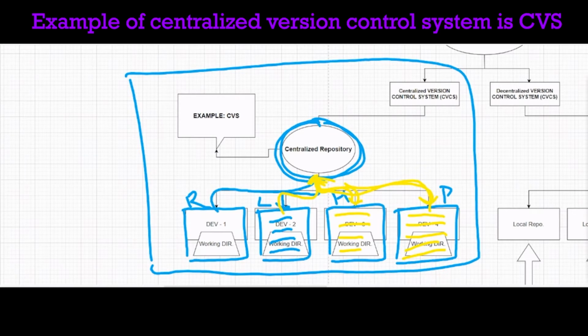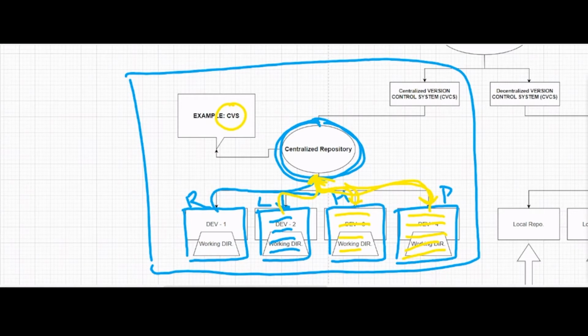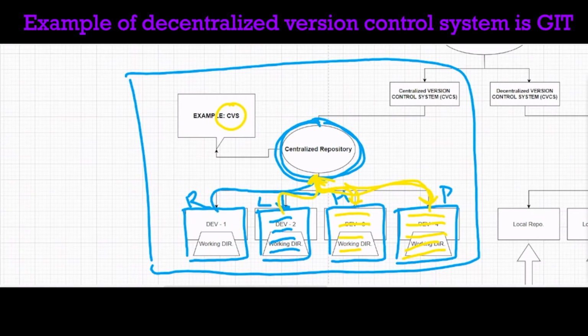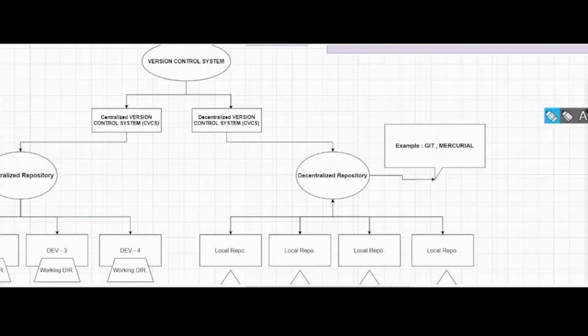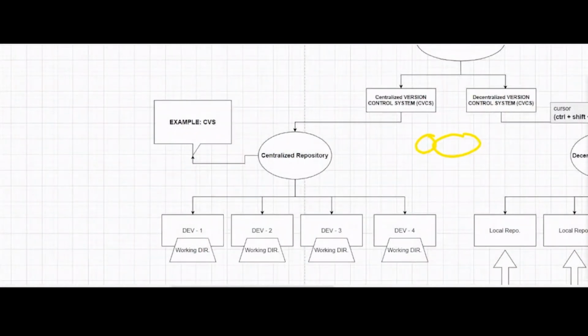The example of a centralized version control system is CVS. And as we all know, the example of a decentralized version control system is Git. We also have one more decentralized version control system called Mercurial. You can see it here. Mercurial is not as popular as Git, because Git is derived from the Linux kernel, and as Linux is open source and we usually use Git and GitHub for open source work, Git is much more popular.